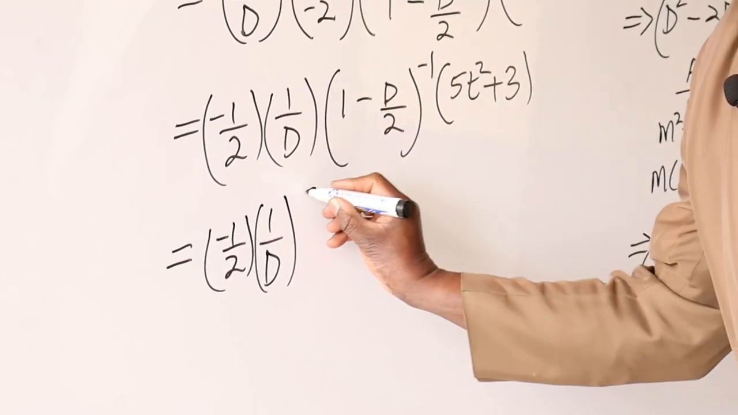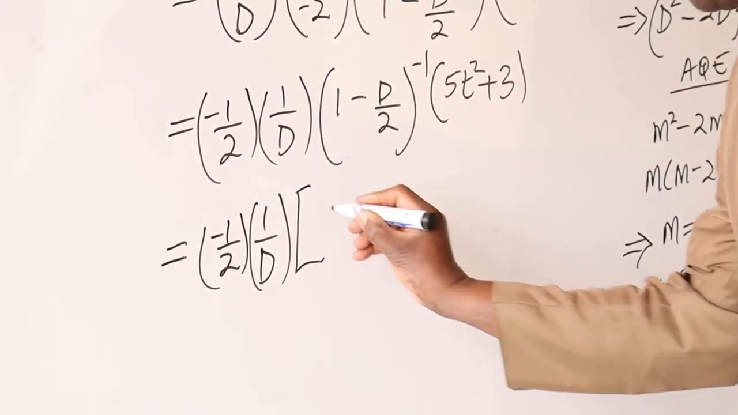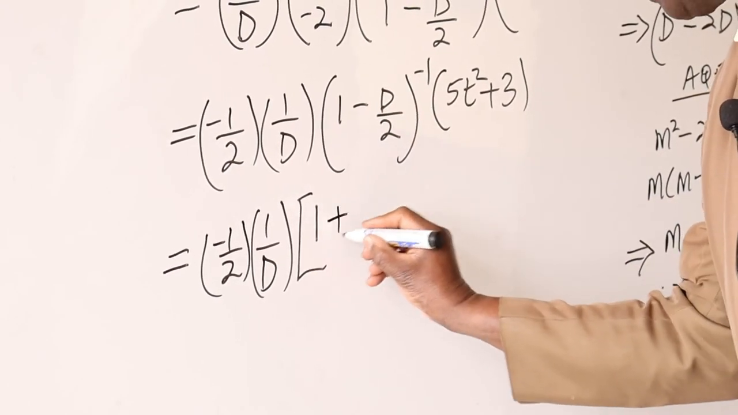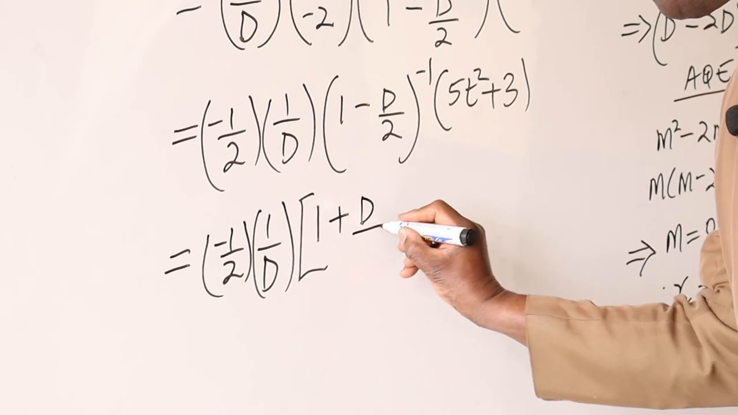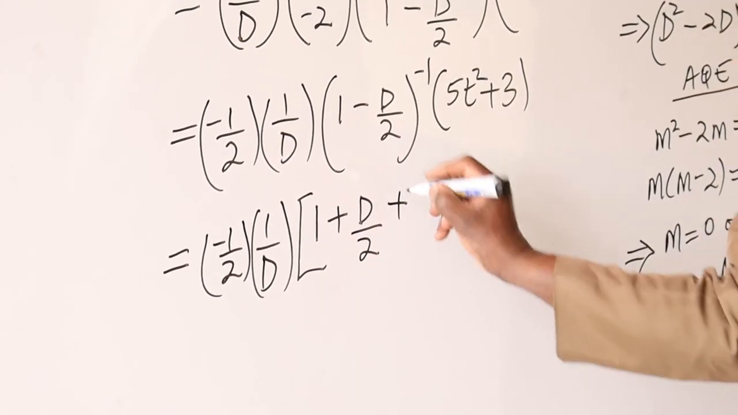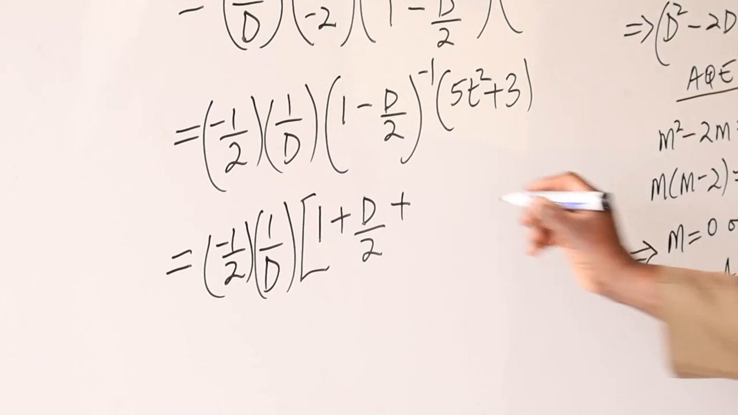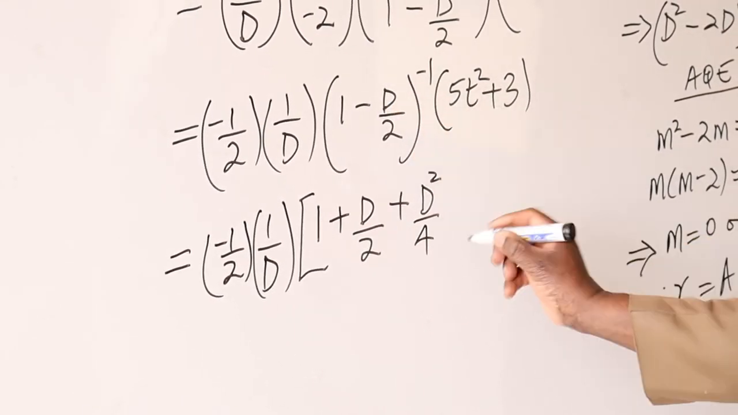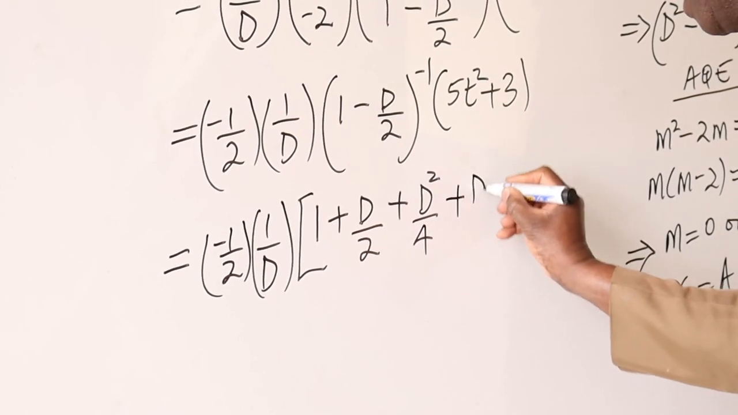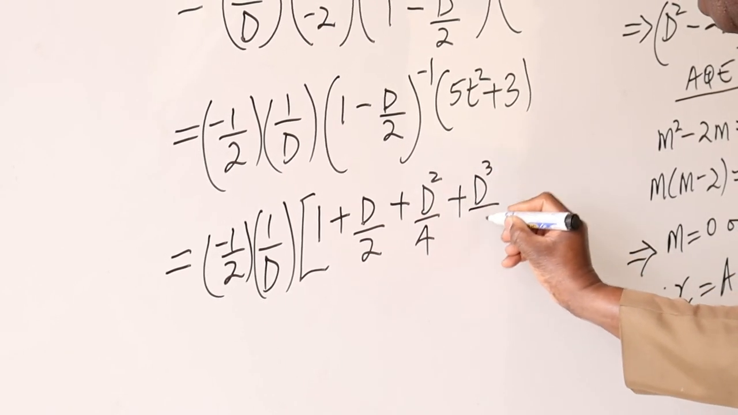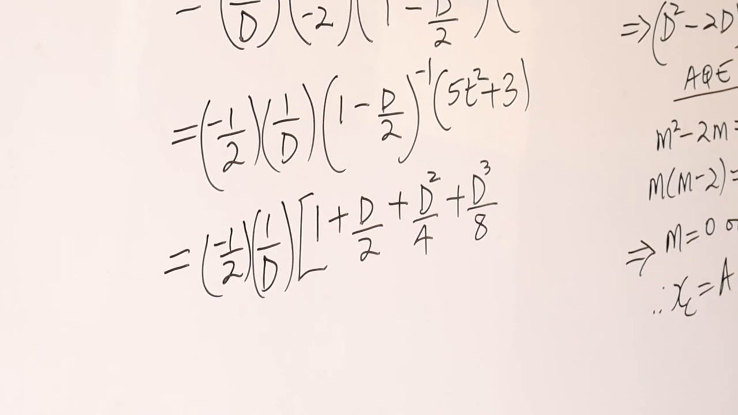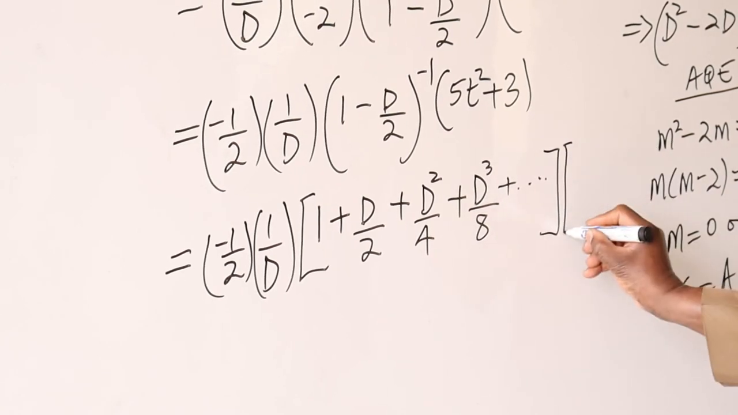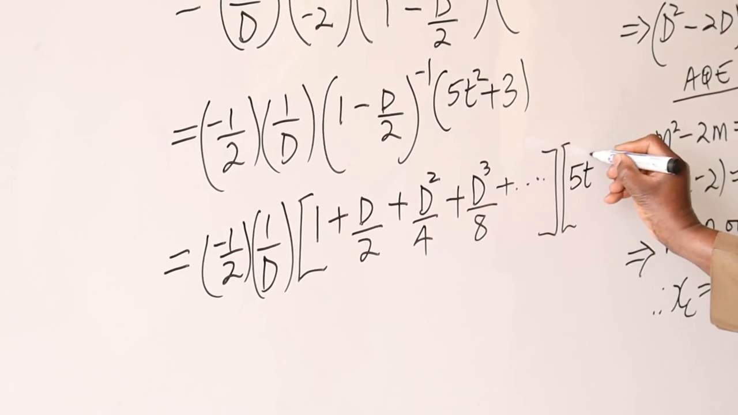We expand this. This will be 1. Since here is a minus, it will be plus d all over 2, plus that something squared. When it is squared, it is now d squared all over 4. Plus that something cubed. It will be plus d cubed all over 8 plus others. And then we let this one act on what? 5t squared.